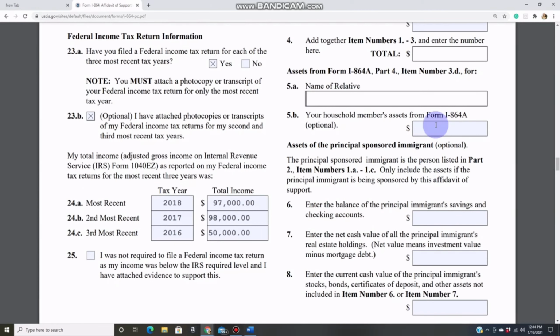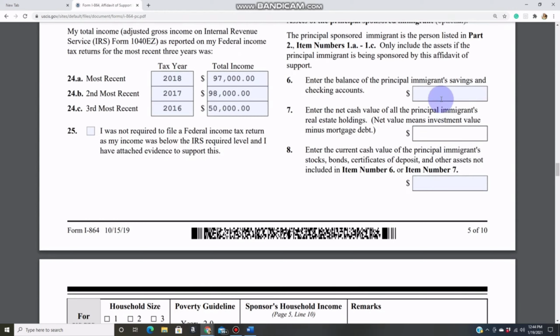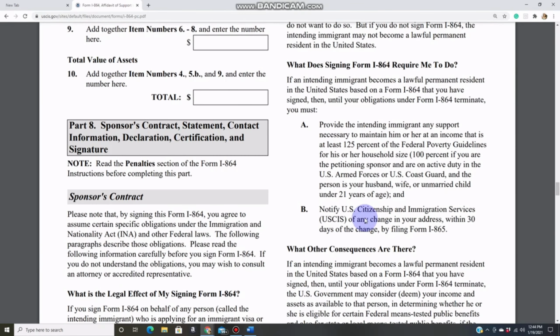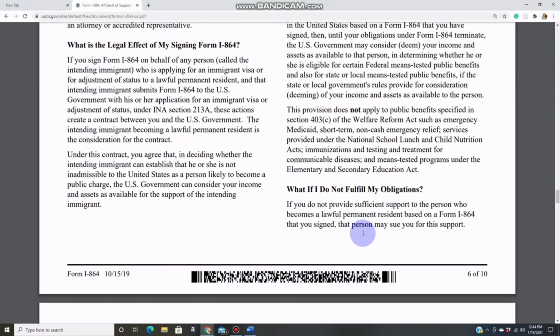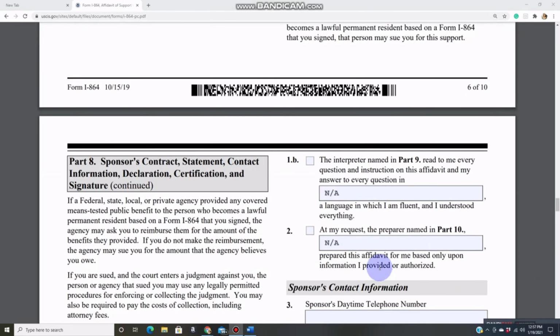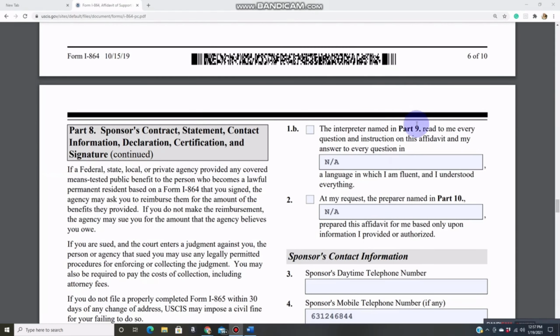So I will just write down NA in the space provided. Do not leave the boxes or the space provided empty. Write down NA, okay? I am going to skip the Part 7 to Part 8. So let's move forward to Part 8. We cannot skip this part, okay?